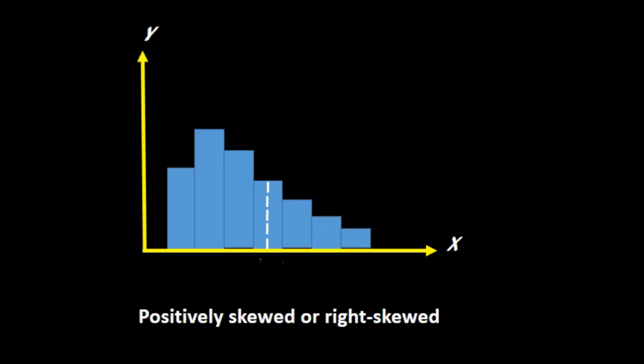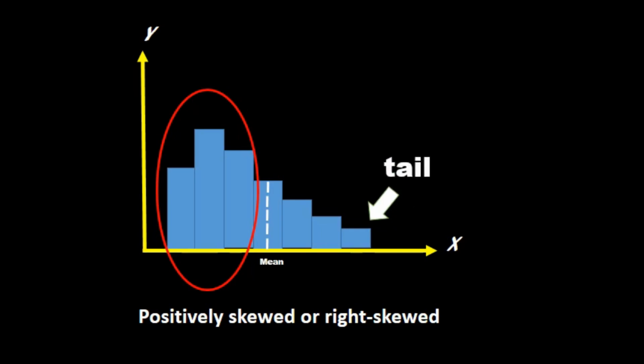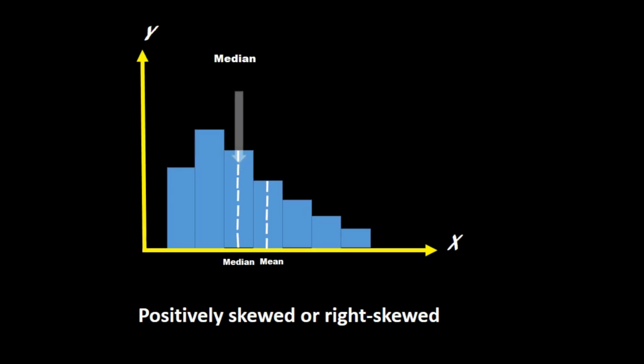In a positively skewed or right skewed distribution, we can see that the majority of the data values fall to the left of the mean and cluster at the lower end of the distribution. And also the tail is to the right. The mean is to the right of the median and the mode is to the left of the median.